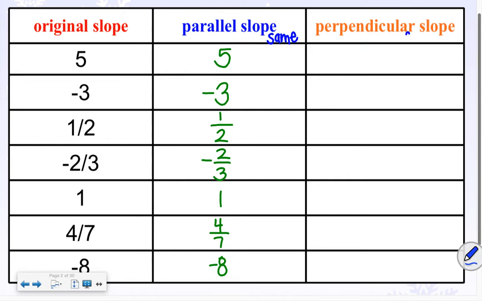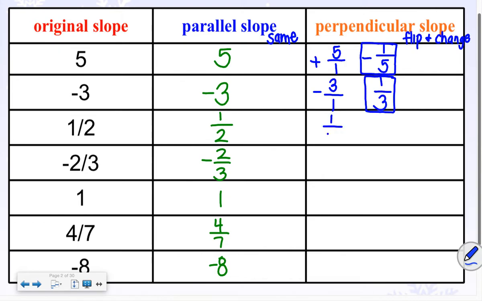My perpendicular slope, I have to flip and change every single one of these numbers. So 5 is the same as 5/1. If I flip it, I get 1/5. If I change my sign, my original was positive, so my new slope is negative. So -1/5 is the flip and change of 5. Now if I have -3 or -3/1, if I flip it, I'd have 1/3, and my original is negative, so my new slope has to be positive.